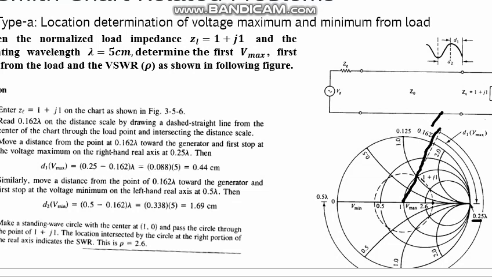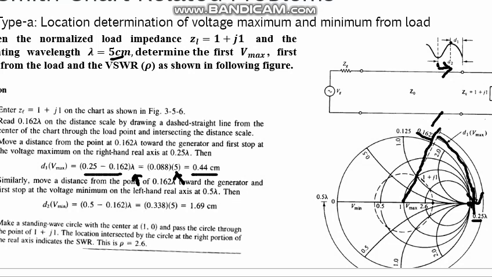So you have to calculate the distance between these two, 0.162 to this point. Okay, so that is the line drawn from here. So 0.25 minus 0.162, here is the distance, and lambda. What is the lambda? Lambda is 5 centimeter. So just put 5 centimeter here. You will get 0.44 centimeter. That means the distance from 0 to the top of the voltage, that means the maximum voltage, is 0.44 centimeter. That is the distance.